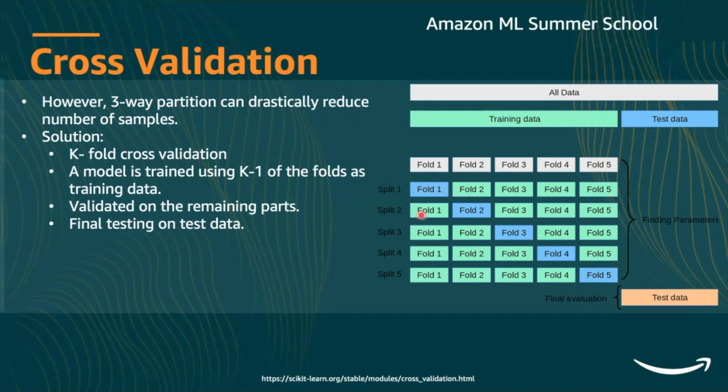In the next step, you train on 1, 3, 4, 5, validate on 2, and so on and so forth. And then you take the average of these, right? And based on this average value, select the best hyperparameter. And then finally, once you are happy with the hyperparameter setting, you take that hyperparameter setting, train the model on this data for that given hyperparameter setting, and test on this data.